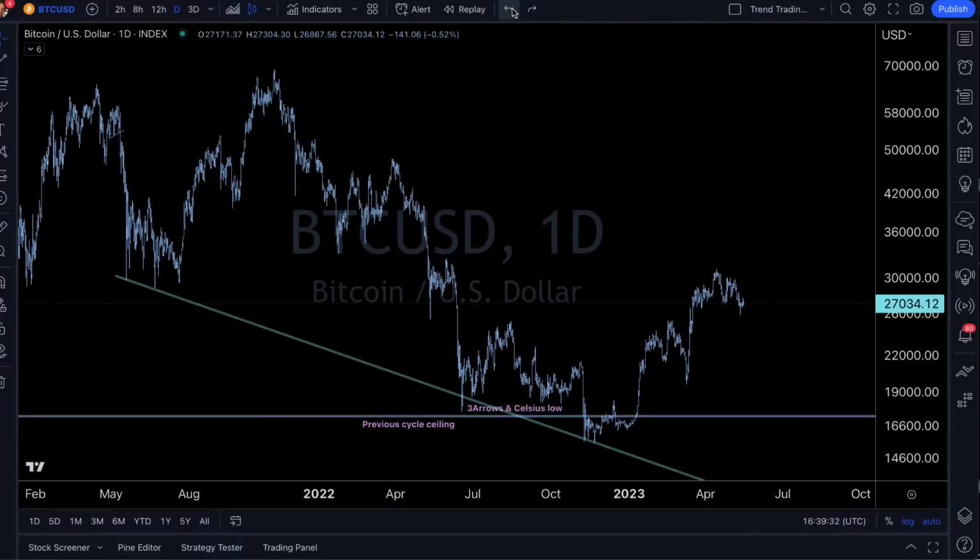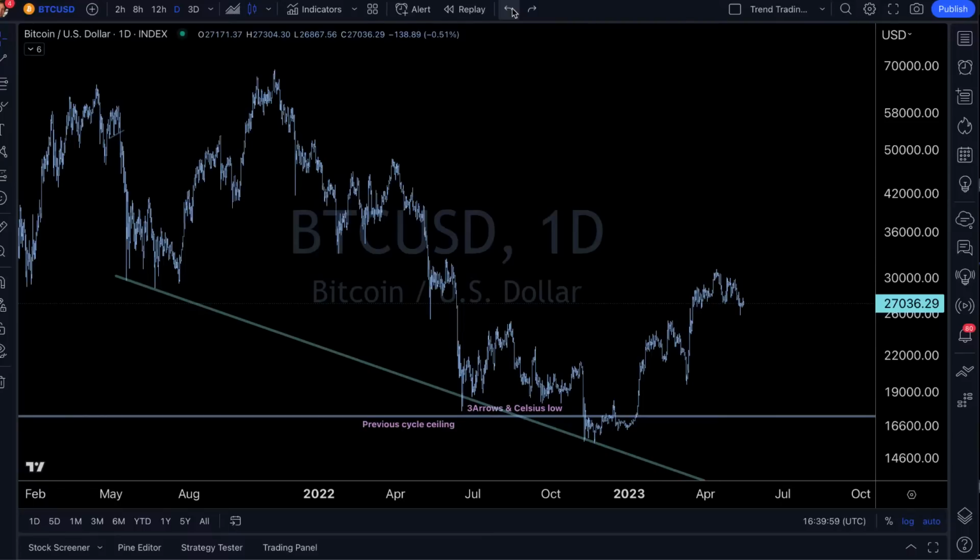It's also where the Three Arrows and Celsius lows happened. They collapsed into the previous cycle ceiling. I'm not going to get into it now because we've got a lot to talk about. If you want to go back on your own chart until December 2017, in the previous cycle, you could see not the highest price point, but where price formed resistance. It's right underneath that level.